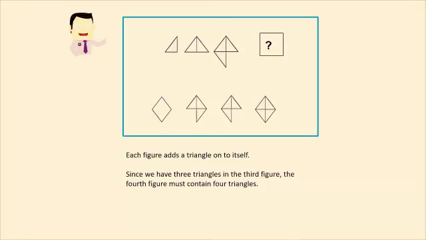Each figure adds a triangle onto itself. Since we have 3 triangles in the third figure, the fourth figure must contain 4 triangles.